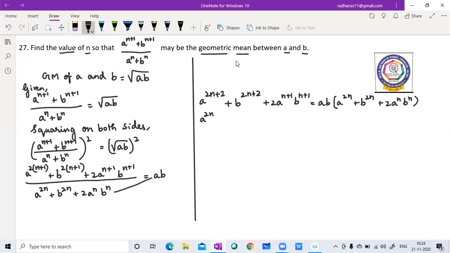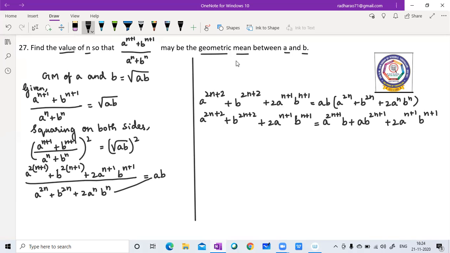So left hand side remains the same, a power 2n plus 2 plus b power 2n plus 2 plus 2 into a power n plus 1 b power n plus 1 is equal to ab you multiply with a power 2n. So you get a power 1 plus 2n. a into a power 2n is a power 2n plus 1 into b, plus ab into b power 2n is a b power 2n plus 1. Same bases, powers will be added. So 1 plus 2n is 2n plus 1, plus 2 a power n into a is a power n plus 1, b power n into b is b power n plus 1.